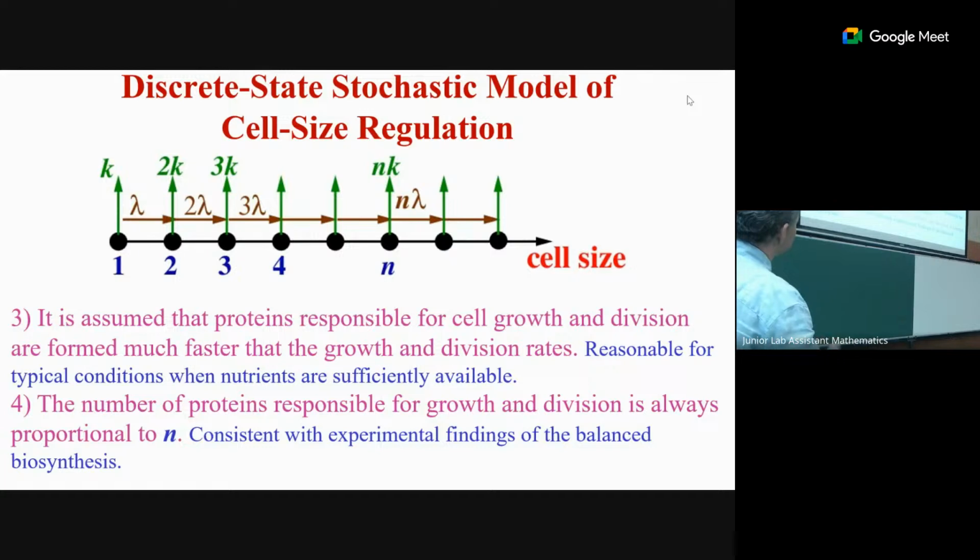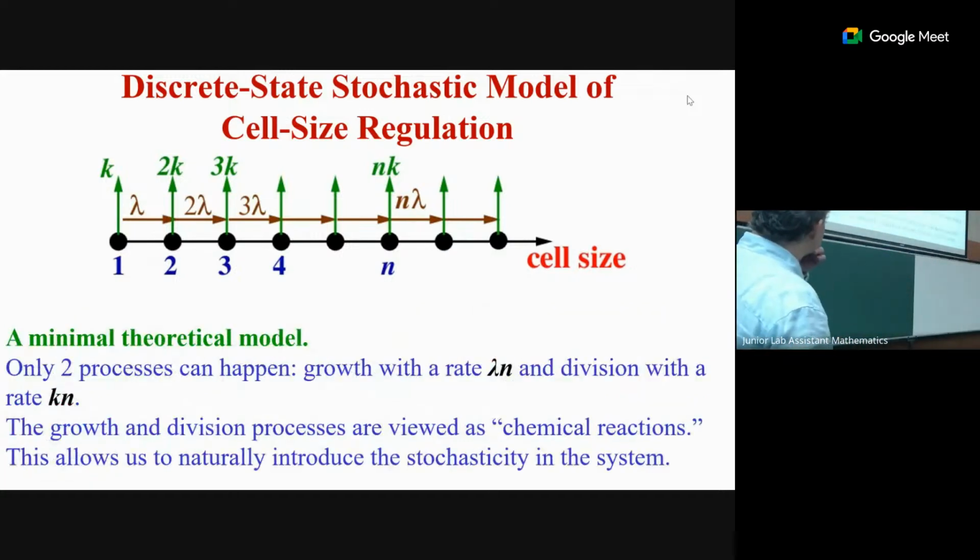We can assume that the proteins responsible for growth and division perform much faster. And this is very reasonable for typical conditions when nutrients are sufficiently available. And we can say that this protein is the most important protein, proportional to this number, this discrete variable. This is consistent with what I told you about balanced biosynthesis. This is an extremely simple, naive stochastic model. Two processes coupled, but properly coupled. In some sense they are orthogonal to each other.